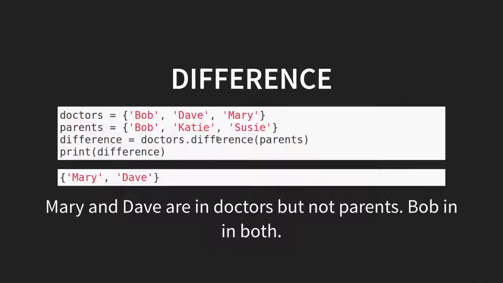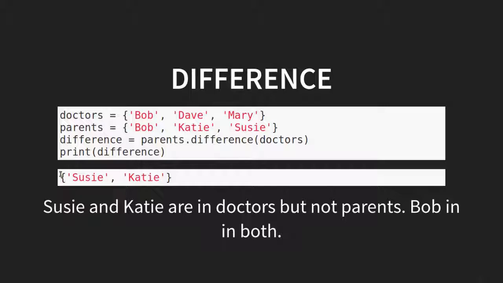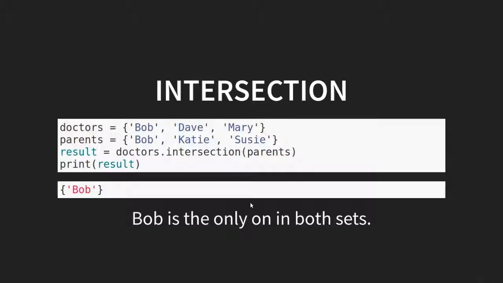Now we call the function difference on the set doctors. We're going to pass the argument of parents, so we're going to see what that difference is, and give it to this variable. And we're going to get Mary and Dave. That's because Mary and Dave are in doctors, but they are not parents. Bob is in both. As you can see, we can reverse this and say what the difference is with parents. So we are calling difference on parents with doctors, and that is going to give us Susie and Katie. Susie and Katie are parents, but not doctors. Bob is in both.